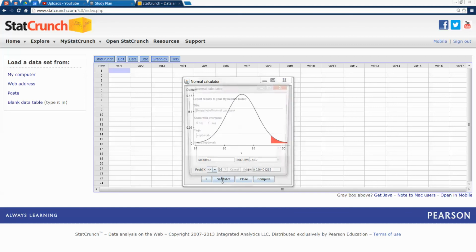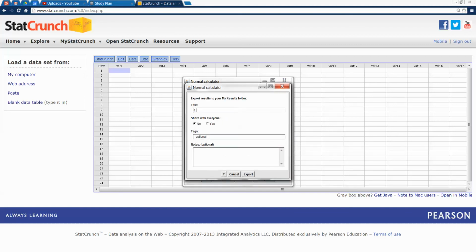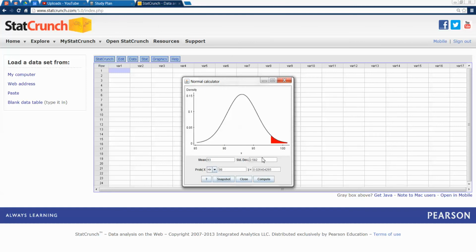So I'm going to click snapshot. I'm going to save this 8.2 number 11B. Export. Okay. And then actually I want to leave this up.